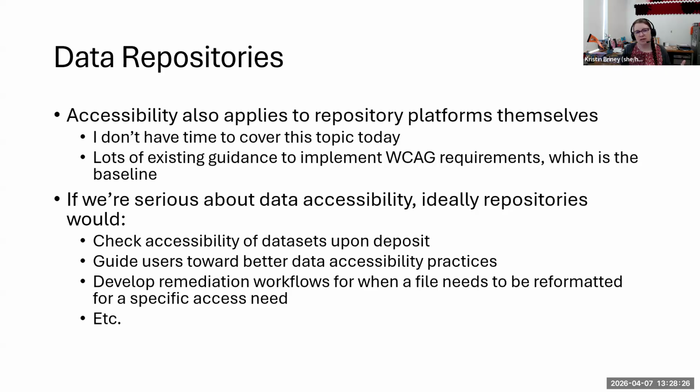So you could think about having some automated checkers to check accessibility of your data sets when you deposit them. Or having a human check it. You could create guidance in your repository to tell people about accessibility practices. You might want to develop remediation workflows. If someone says, I want to use this data set in your repository, it's not accessible for me, what do they do? What's your process? Who do they contact? What does that look like? So those are a few examples of where we might start thinking about the bridge between accessible data and the data repositories themselves.